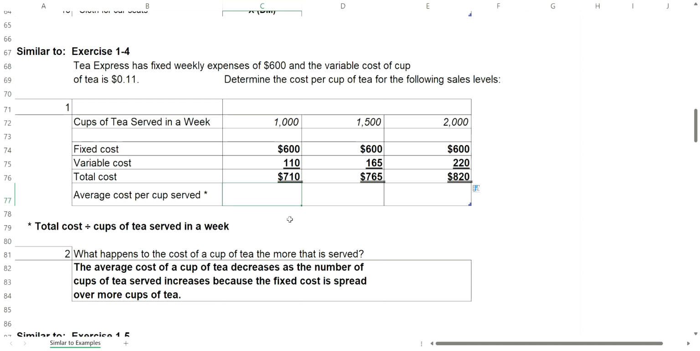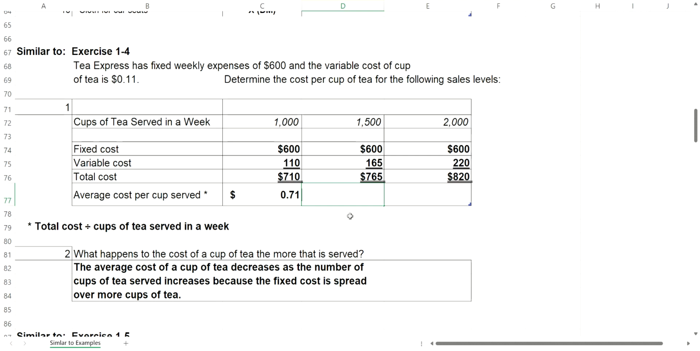Now we want to get an average cost per cup of tea served. All I have to do is take the total cost and divide it by the number of cups of tea served. So at the 1,000 level, I will take the total cost of $710 and divide it by 1,000 cups of tea. So therefore, the cost of a cup of tea is 71 cents.